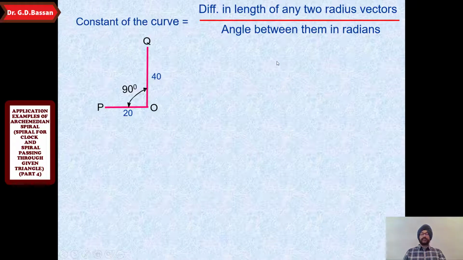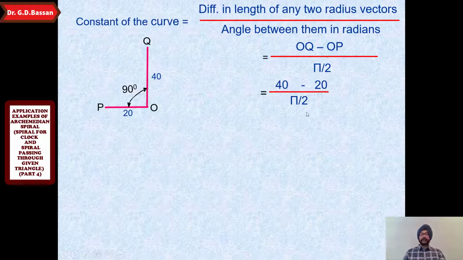So here, what are the two radius vectors? One is OQ and another is OP. So OQ minus OP divided by the angle between them, that is 90 degrees, which is to be considered as pi by 2. So that is equal to (40 minus 20) divided by pi by 2, that is equal to 40 by pi.